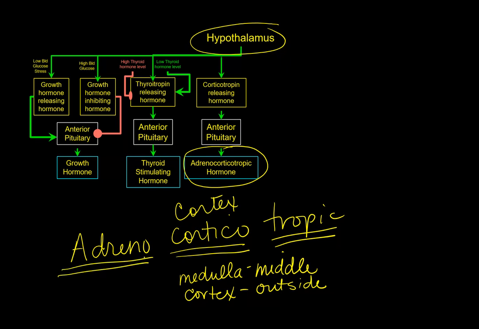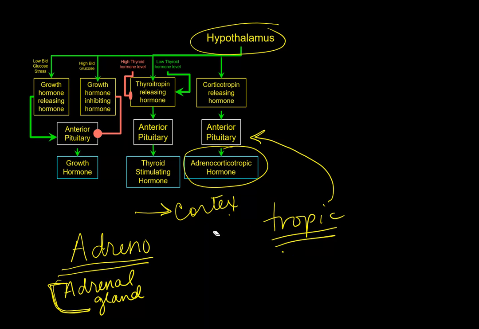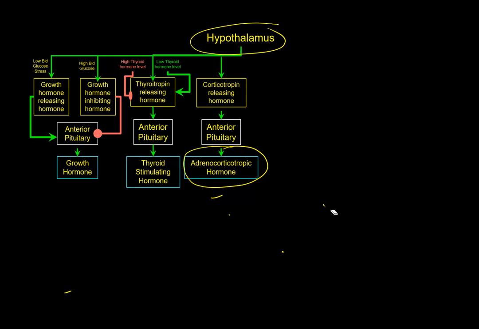Now, adreno, the adrenal gland. It's the one that sits right above your kidney. So this is going to affect the adrenal gland's cortex, and it comes from the anterior pituitary. That's what that means, okay? If you learn prefixes and suffixes and learn the meanings of those prefixes and suffixes, you can cheat, okay? Which isn't a good thing for a professor to say, but it helps you out quite a bit.